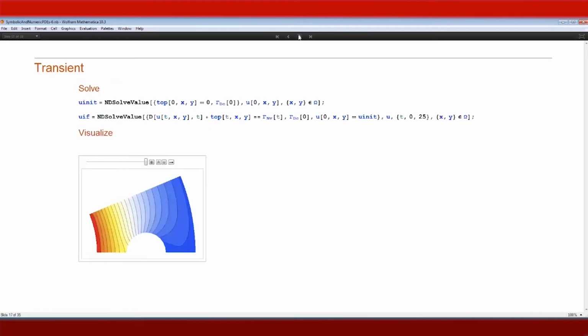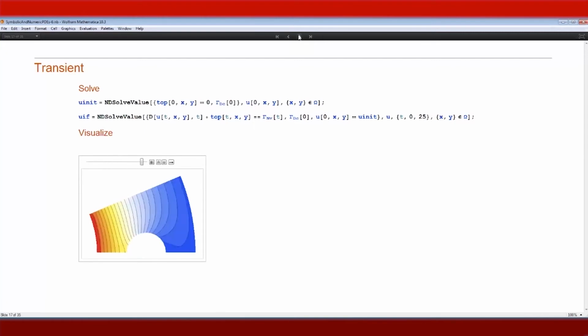Now, to solve this, we call NDSolveValue and specify these operators at time t equals 0. That will give us a suitable initial condition for the temporal problem. We then call NDSolve with the time derivative of the dependent variable u plus the Laplacian operator and set that equal to the Neumann value, and additionally specify the Dirichlet condition.